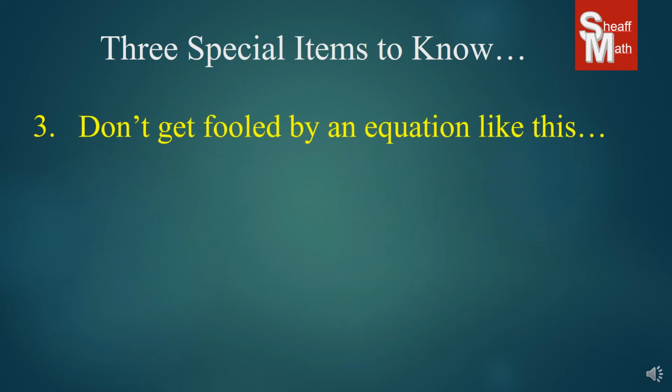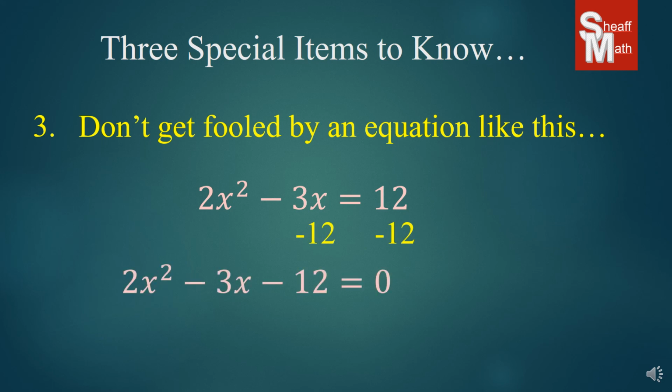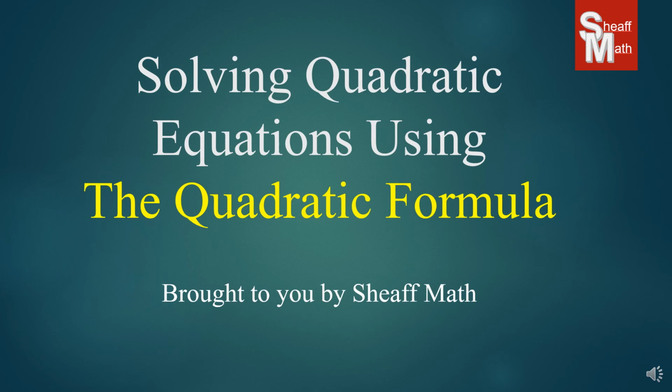And then number 3, don't get fooled by an equation that looks like this. And this happens all the time. Students look at this and they want to immediately find the a, b, and c, but there's a problem. The c is not in its proper place, is it? We have to have 0 on the right. So we need to subtract 12 on both sides, giving us 2x squared minus 3x minus 12 equals 0. Okay. And there you have it.